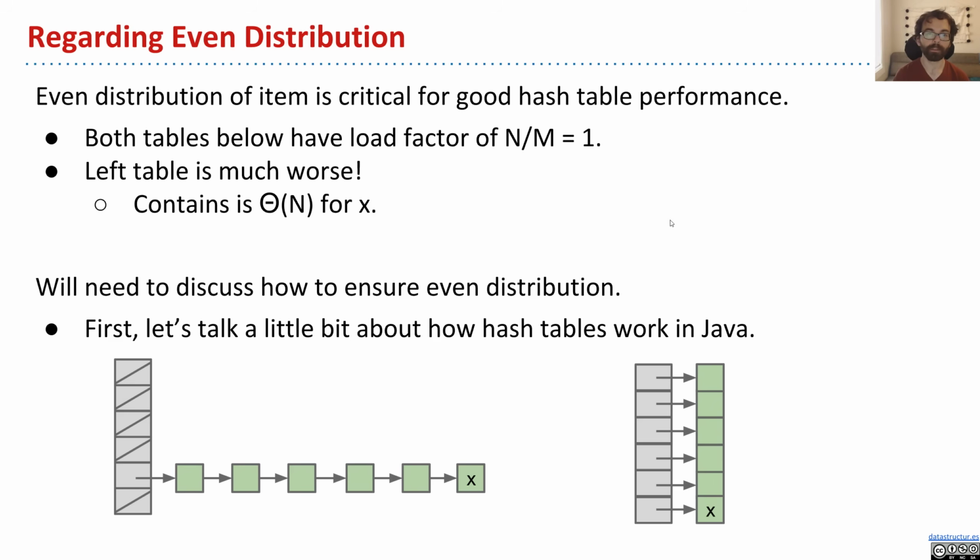Okay. So to conclude this little video about performance, an even distribution of items, or somewhat even, is critical to get good hash table performance. Both tables I show here have a load factor of n over m equal to 1. However, the left hash table is much worse. If we tried to call contains for the value x, it's going to be theta n, because we'll compute the hash code, and then step through each item until we get to the end, and there it is at the end. So if our buckets are represented as linked lists, our contains operation will be theta n.